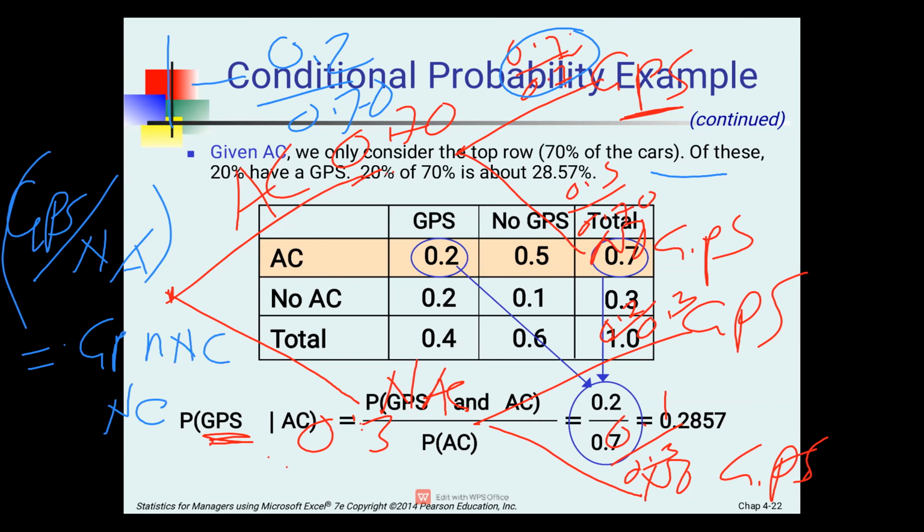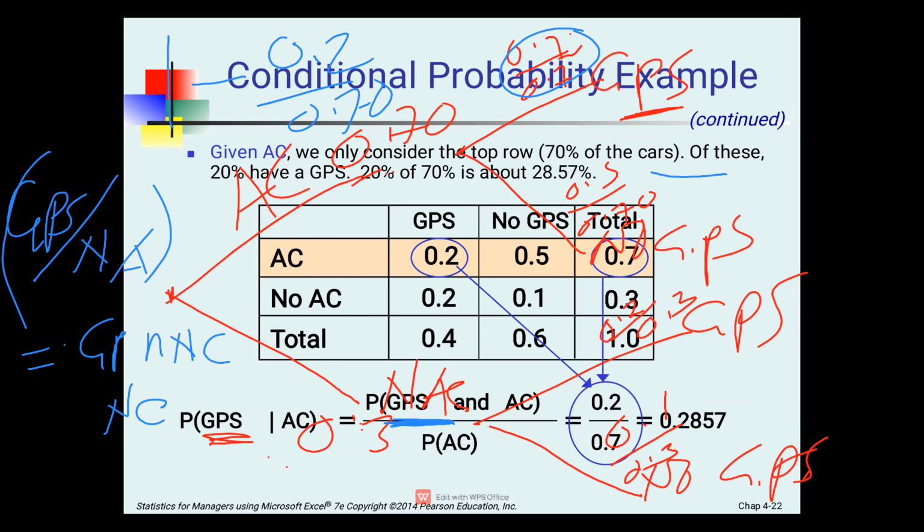Come again, you're saying it's going to be GPS intersection AC? No, no AC. Intersection, GPS, no AC. That's what you're looking for. Given that it doesn't have any AC, you're following this route now. Given that the car has no AC, what is the probability that it has GPS?